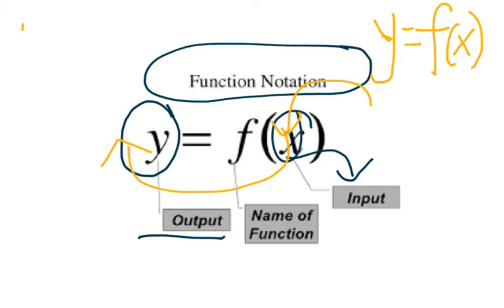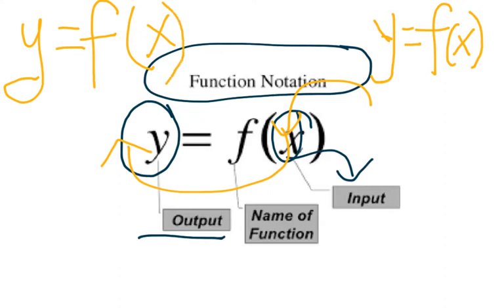Let's do that again. Y is your output. F is the name of the function. X is what you're putting into the function. So again, we want to have unique values for x. We want to input that into the function and get an output. X is our inputs, y values are outputs.